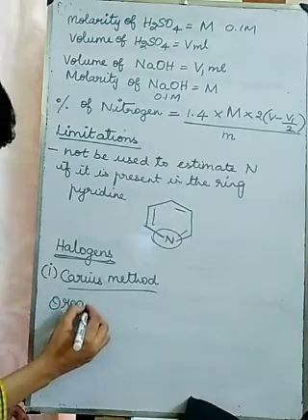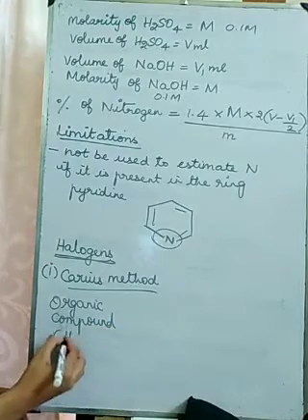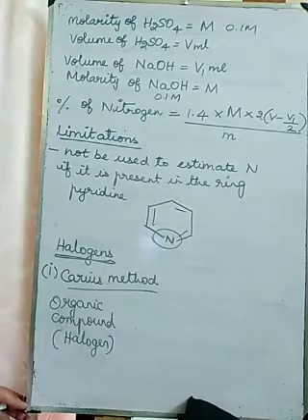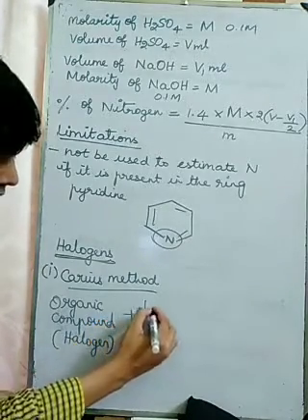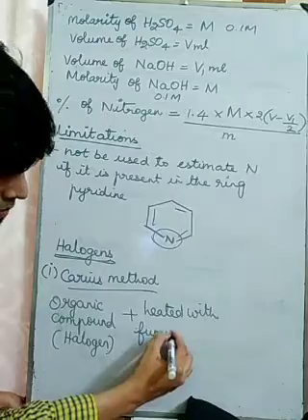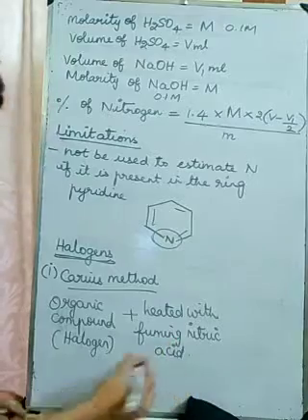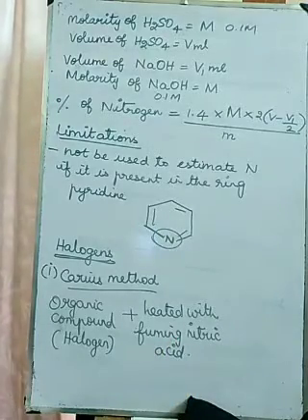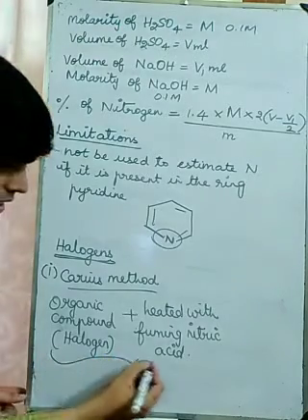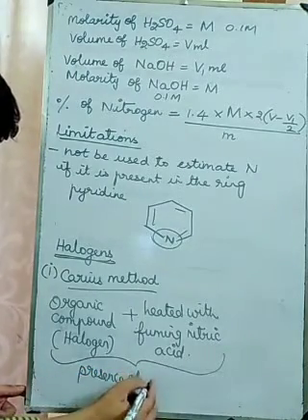So we are going to take the organic compound. So the organic compound will be having what? The organic compound will be having the halogen. Okay. So this is heated with fuming nitric acid. Okay, understood? And this whole reaction will take place in the presence of silver nitrate solution.